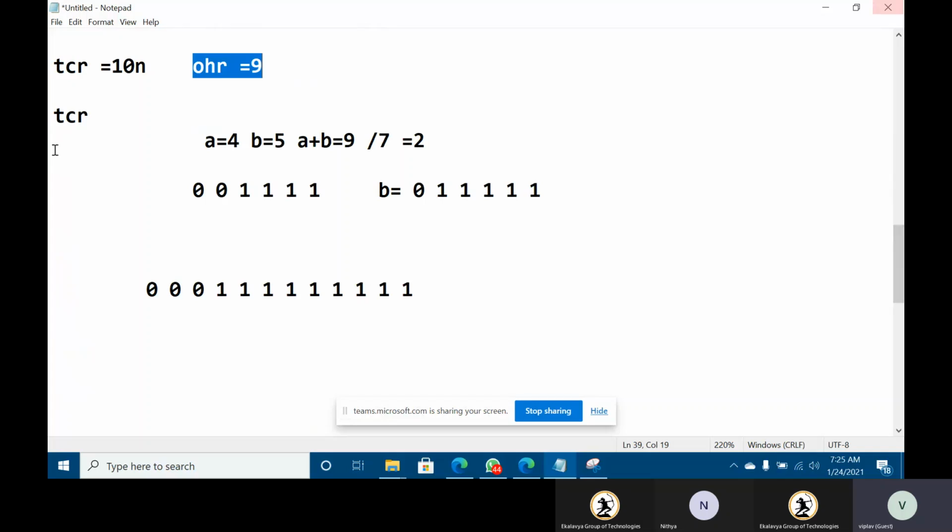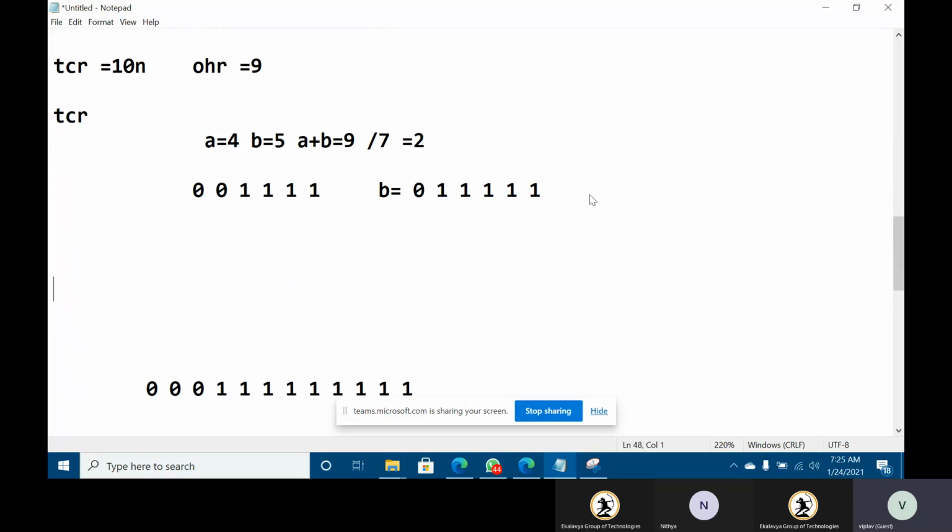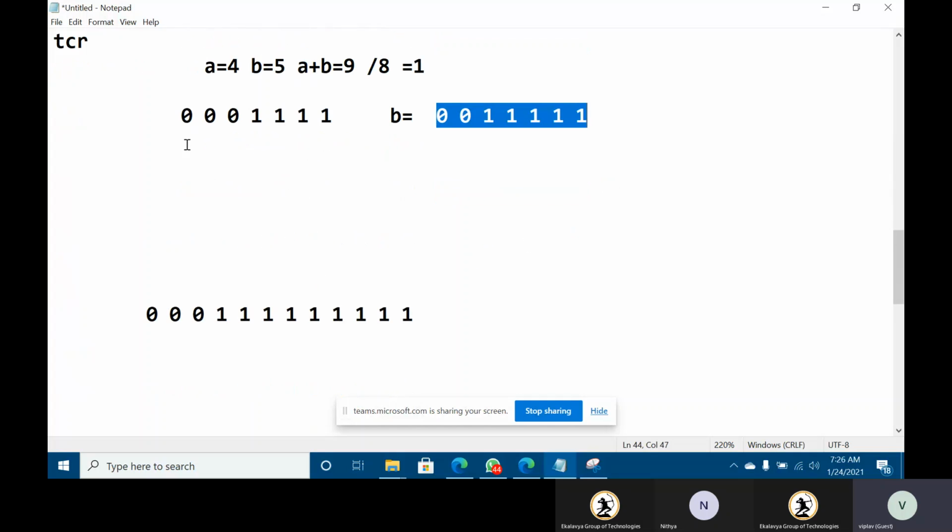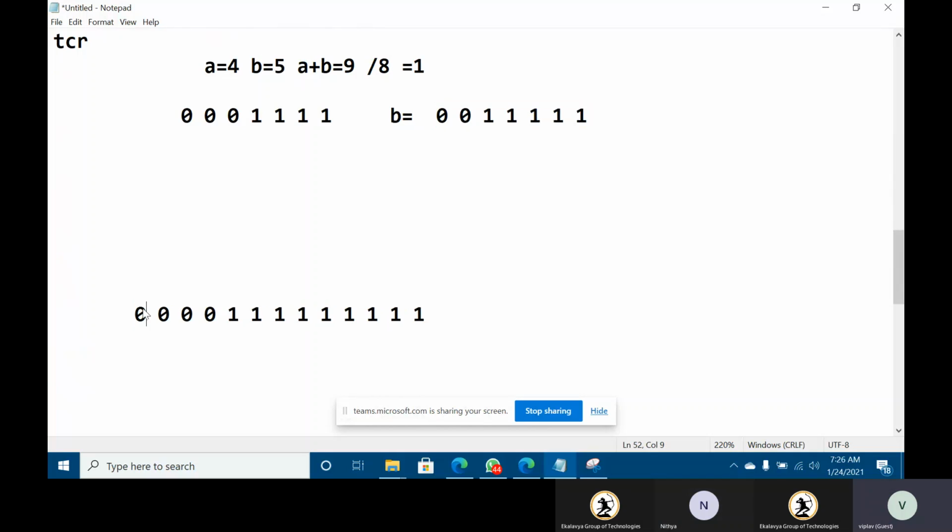For 8, same A plus B: A equals 4, B equals 5, 8 bits. So here it is mod 8, and the output I will get is 1. One extra bit 0 is added, and one extra bit 0 because of the same representation. This is the 4 representation, this is the 5 representation. How many zeros are there? 5 zeros, so add 2 zeros more for our output.